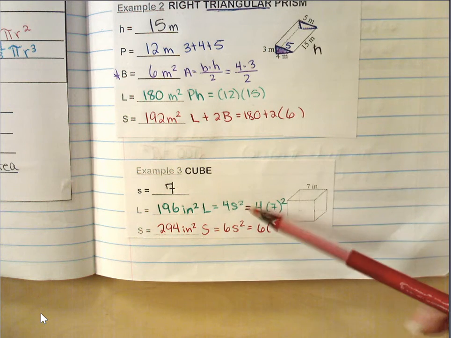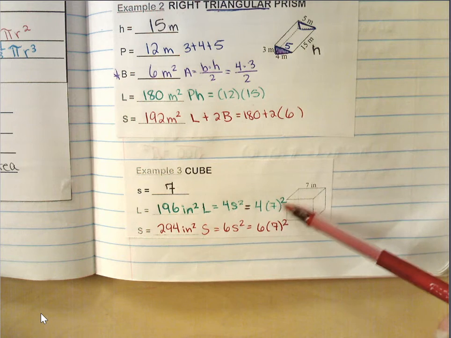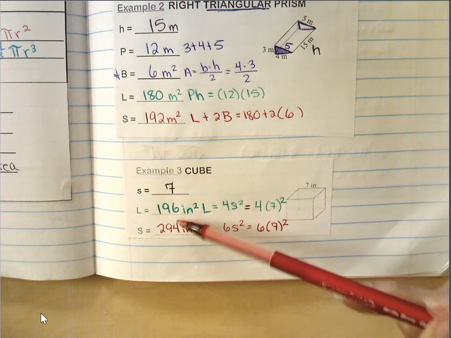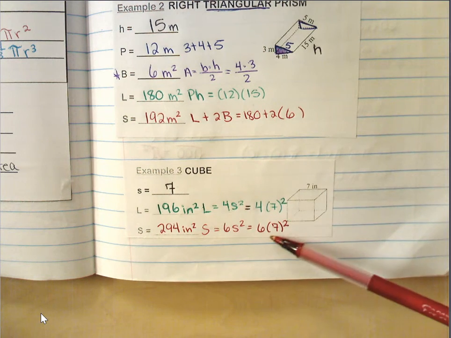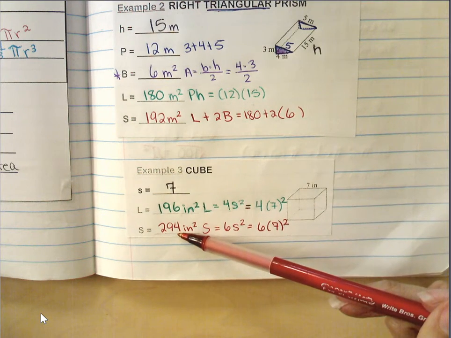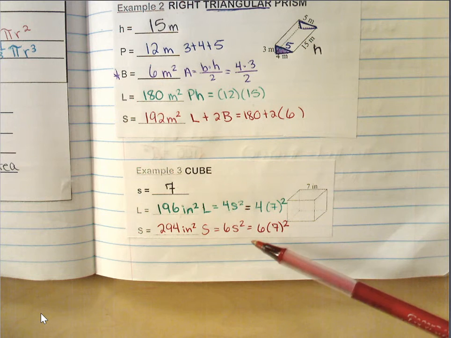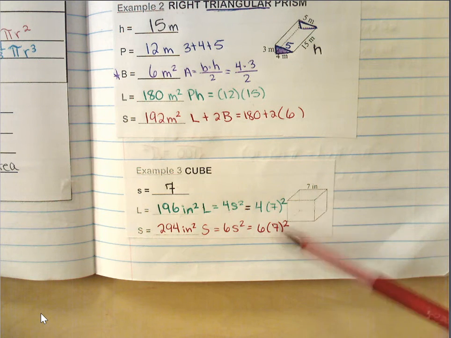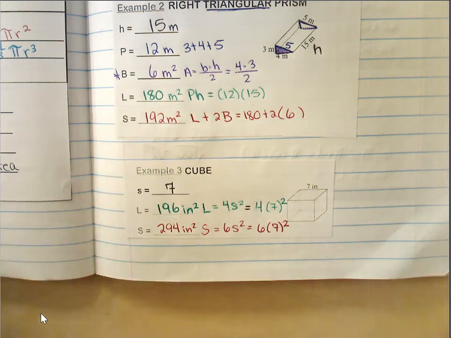Once you do that, you can type that in your calculator. So 7 squared is 49 times 4, that's 196. And then for this one, 7 squared is 49 times 6, that's 294. So cubes are really easy. All you do is replace your s with the side length.